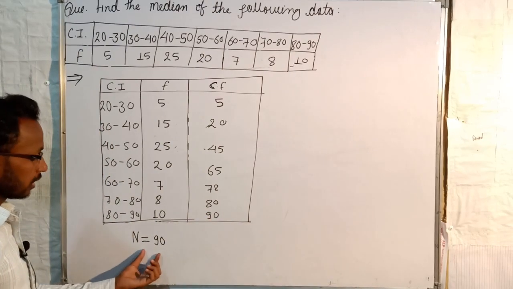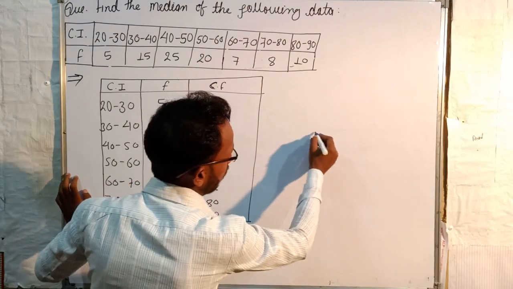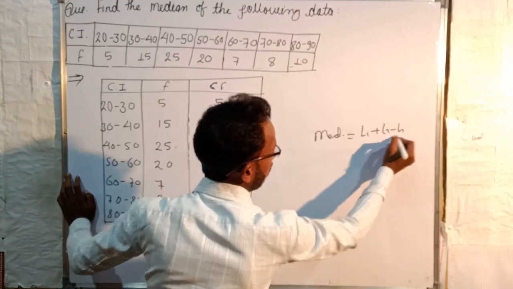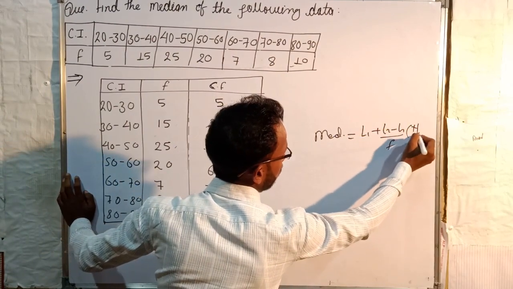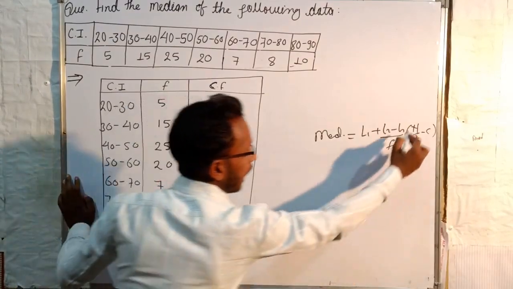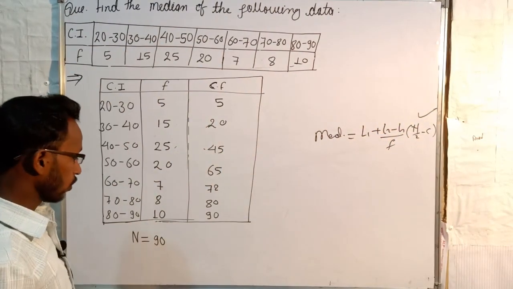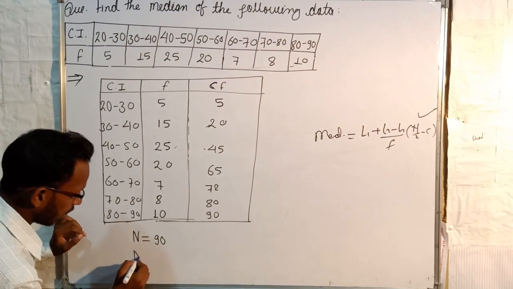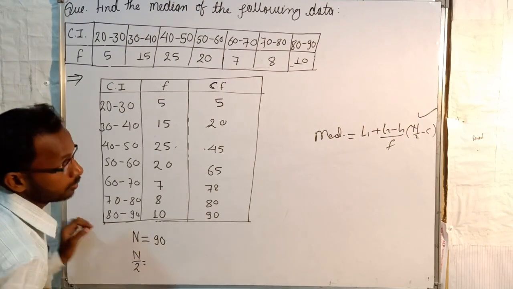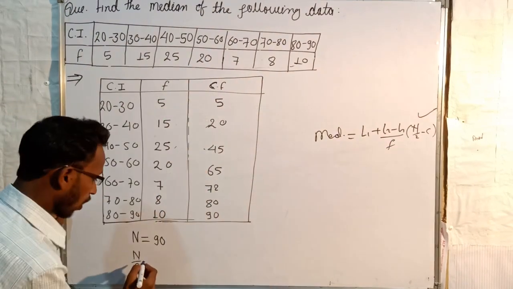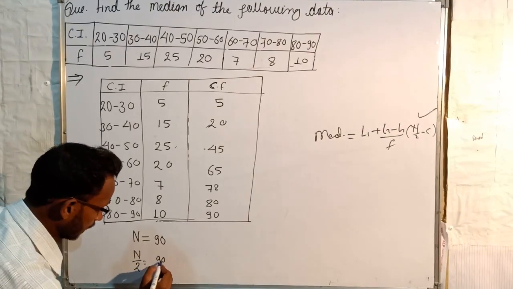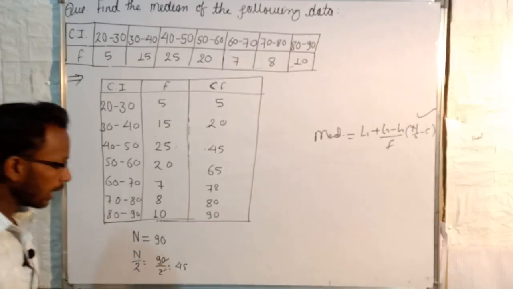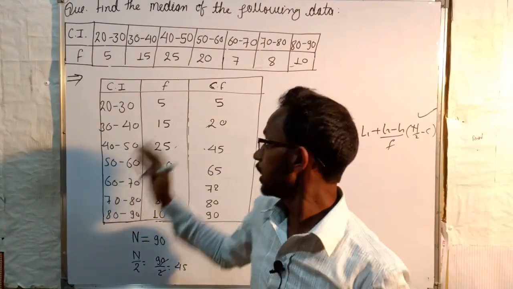We have already got N, because N is required in the formula. Median is equal to, what is the formula? L1 plus (L2 minus L1) by F multiplied by (N by 2 minus C). N is clear. Now you will have to halve it, that means you will have to find N by 2, because N by 2 is required. Now N by 2 becomes 90 divided by 2, that means 45.